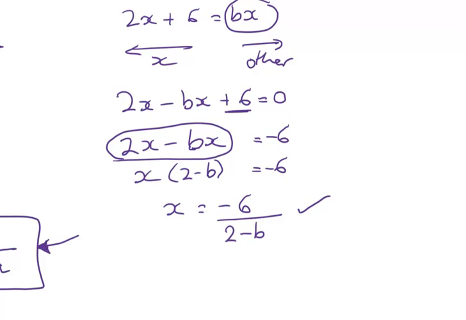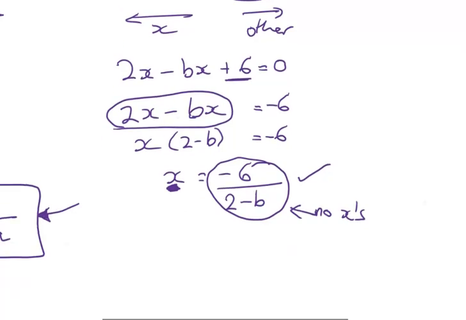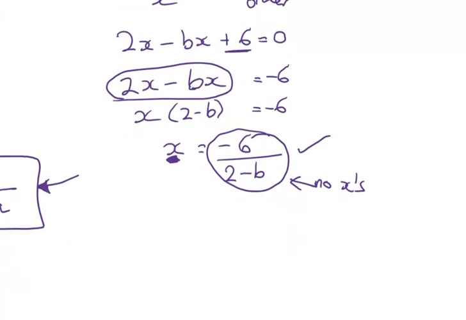Because now I've got x equals blah, blah, blah, and notice there are no x's on this side. So we've isolated the x so that if someone tells me what b is, I can work out what x is. Now, that looks a little bit ugly because we tend not to like negative signs, but that's all right. The other thing I can do is multiply the numerator and the denominator by negative 1. So watch what happens if we do that.